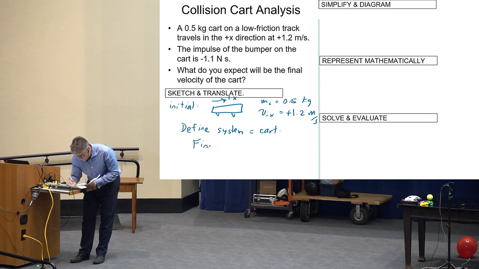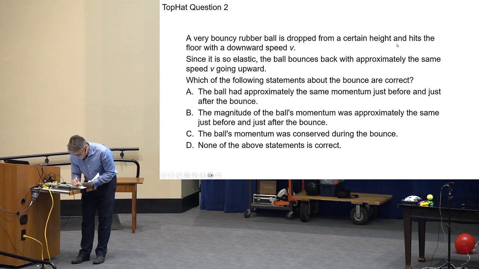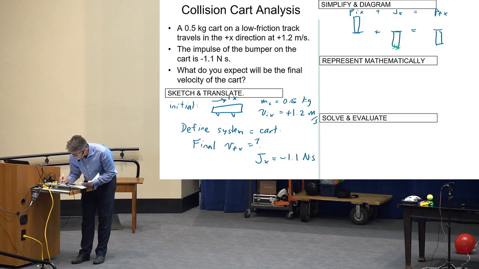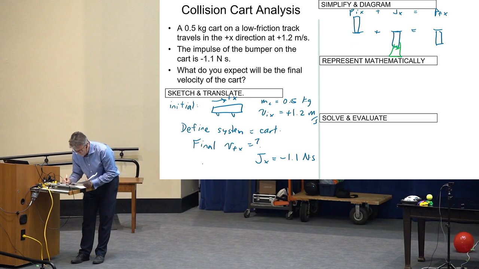Okay, so find the final V final x, this question mark. We need that. And we also know that J sub x is equal to negative 1.1 newtons times seconds. So if you want to draw it, it's the same sort of thing. P initial in the x direction plus J in the x direction equals, well, actually, I didn't really draw that all that well. P final in the x direction. So I think what I should have done, let's cross that out. I think this should be a little longer. You got a big impulse that's not only stopping it, it's also reversing. But let's just put it into math terms. Mass of cart, V initial x, plus J sub x equals mass of the cart times V final x.